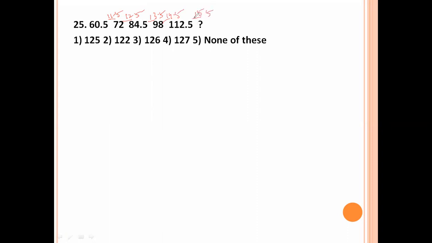112.5 plus 15.5 is 128. The 128 option is not there. So option number 5, none of these, is the answer.